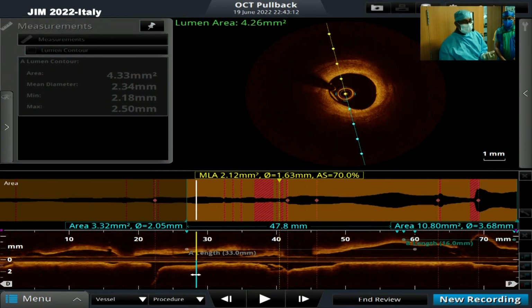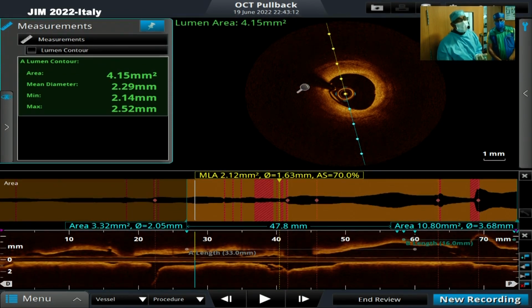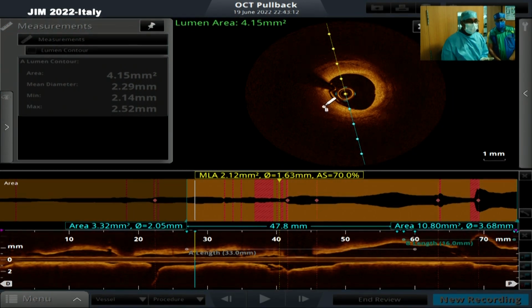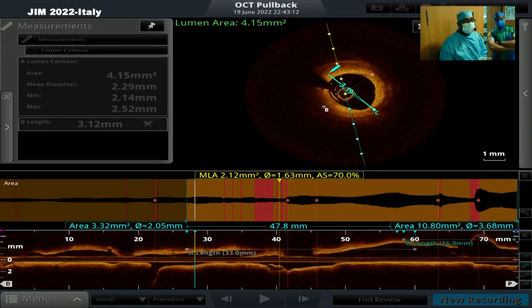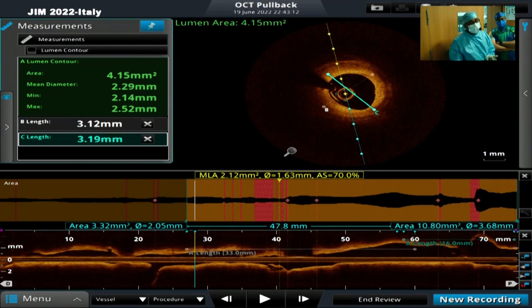Probably this is the area where we should park the stent. So looking at that particular area, the lumen appears to be 4.15, and there is no significant lipid pool over there. And when we looked at the size of the vessel, it was almost 3 millimeter in size. So that's what we made out based on the OCT beyond the lesion, but proximal to D2.